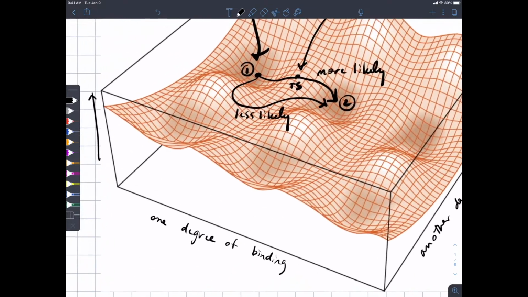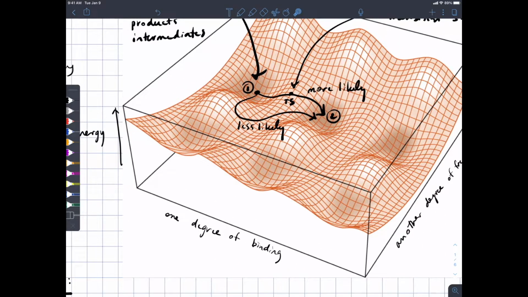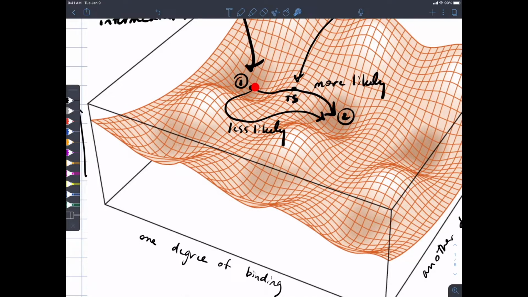All right, so let's look at that intermediate. And imagine from this intermediate geometry, we make some kind of displacement either along the y-axis or z-axis. Okay, either in this direction or this direction. What do you notice as we displace the molecular geometry from its minimum value? What does energy do?